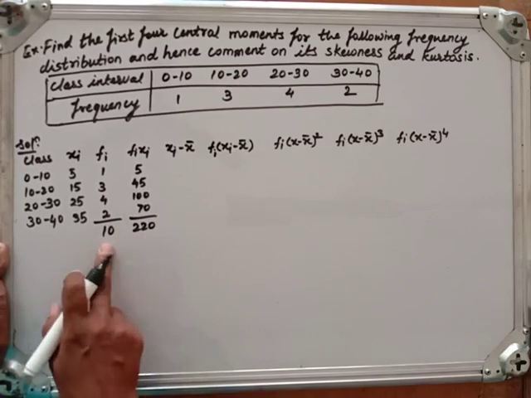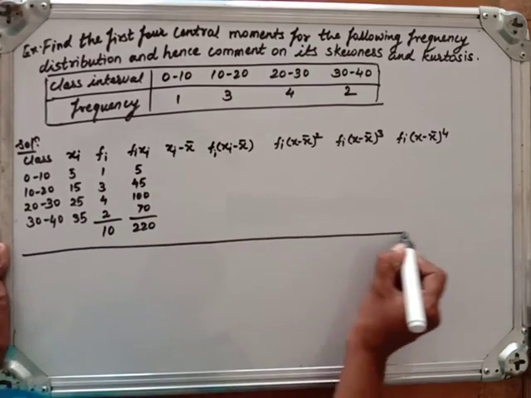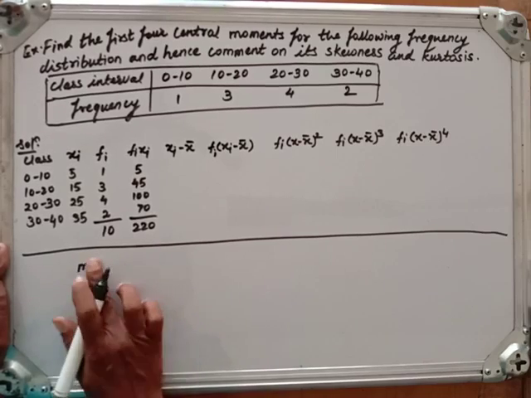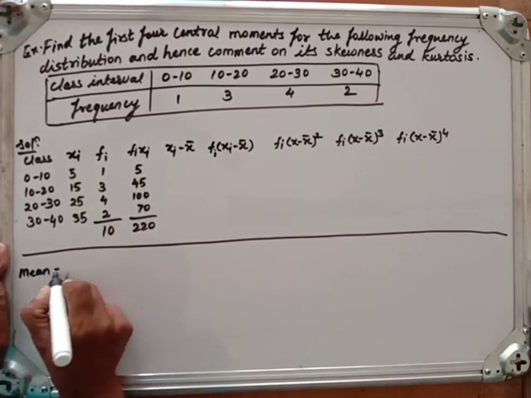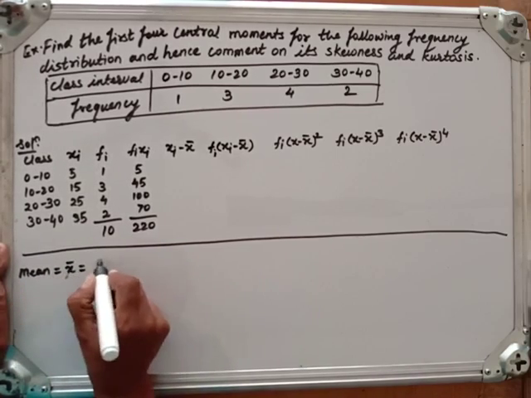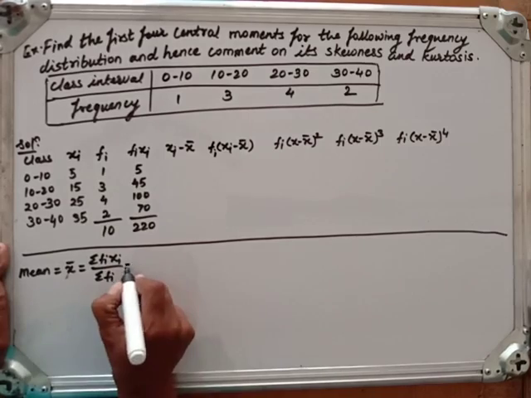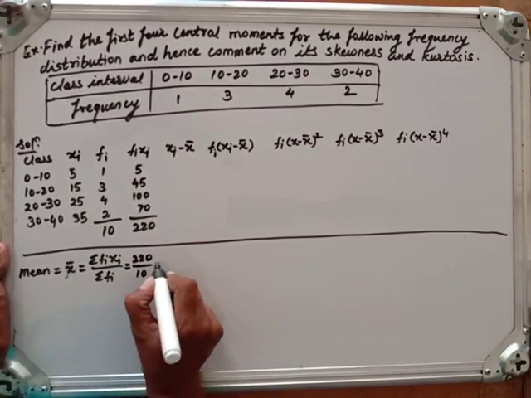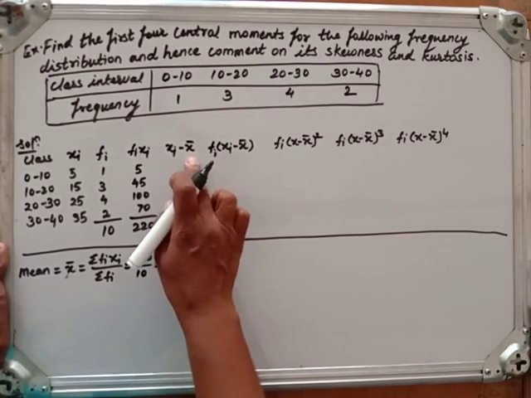We need these two things for mean. So let me find mean first, later on I will go for the next part. What is mean? Mean is x bar, that is summation fi xi upon summation fi. So it is 220 upon 10, which is 22. Here we need it, that's why I found it first.